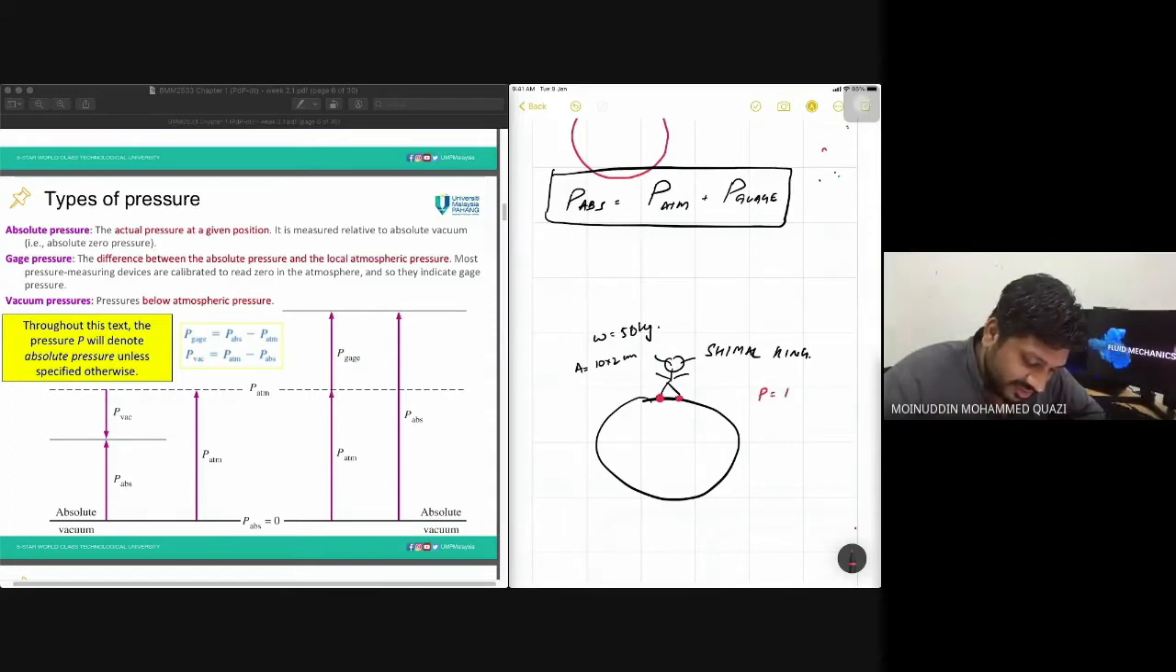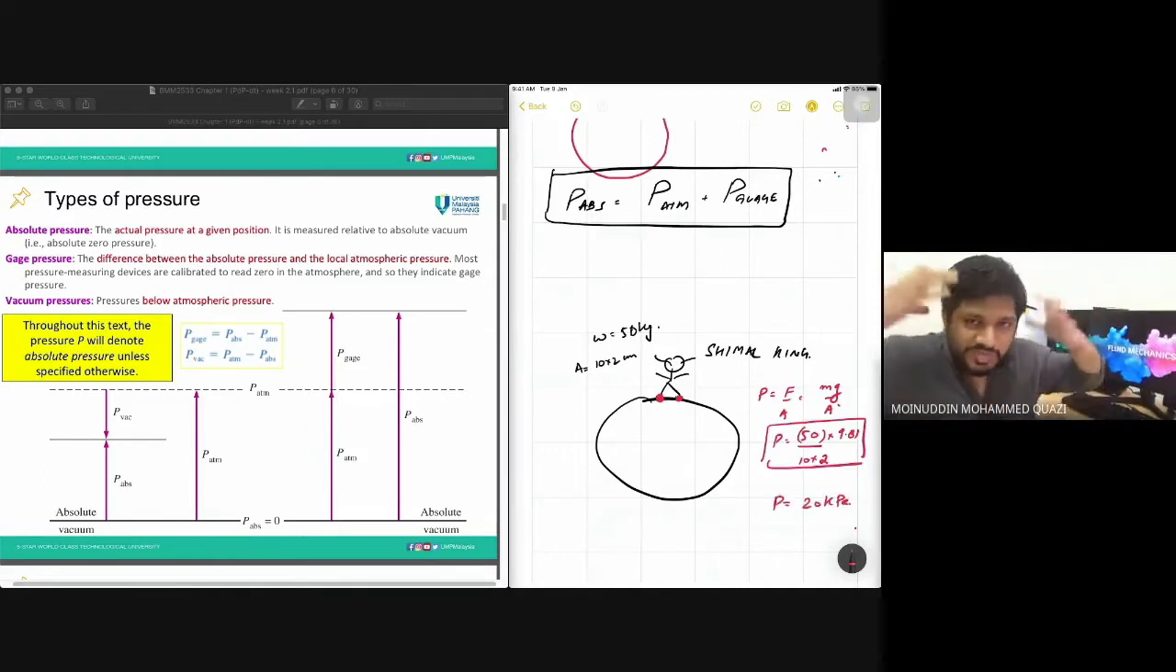Pressure equals force over area. Force is mg over area. So his pressure is equal to 50 kg times 9.81 over the area, which is, let's say, 10 into 2. Let's say his pressure comes out to be 20 kilopascal.